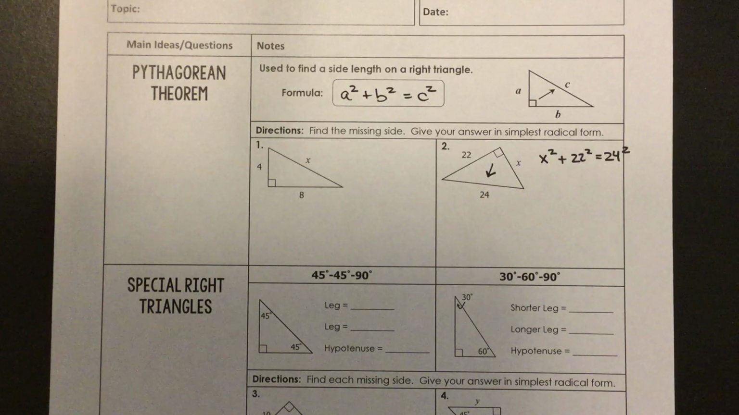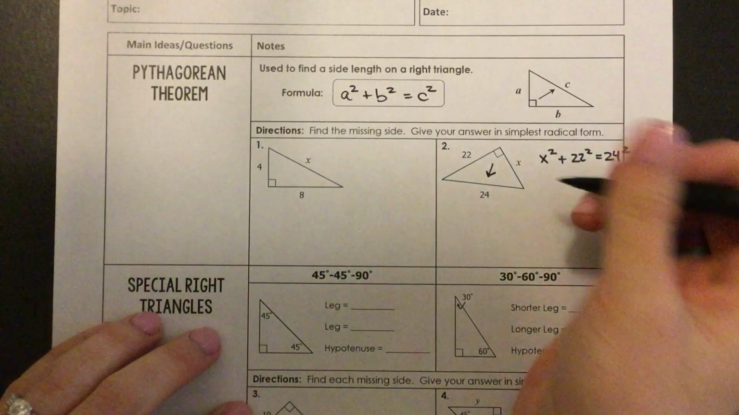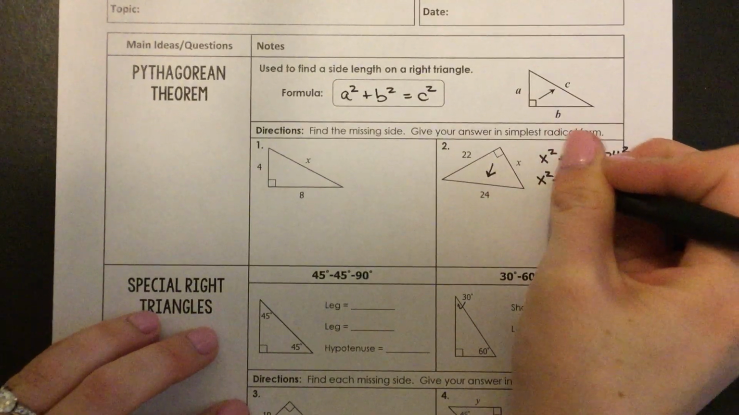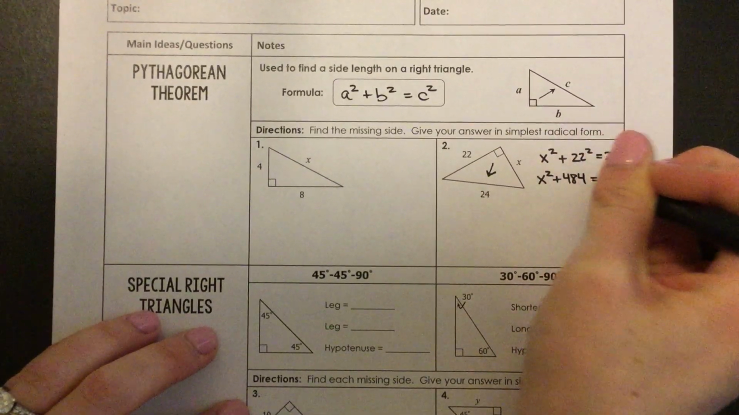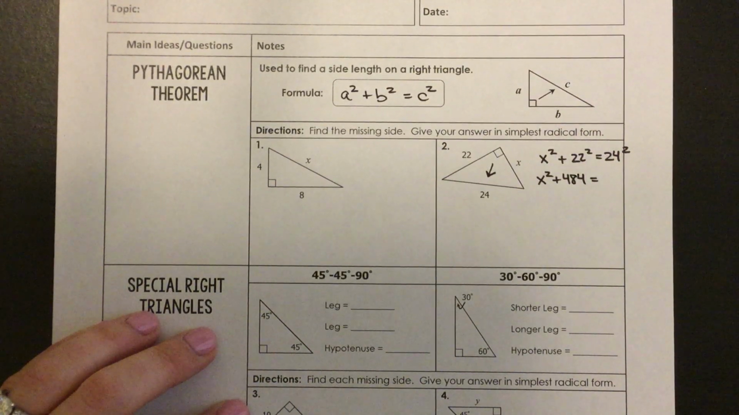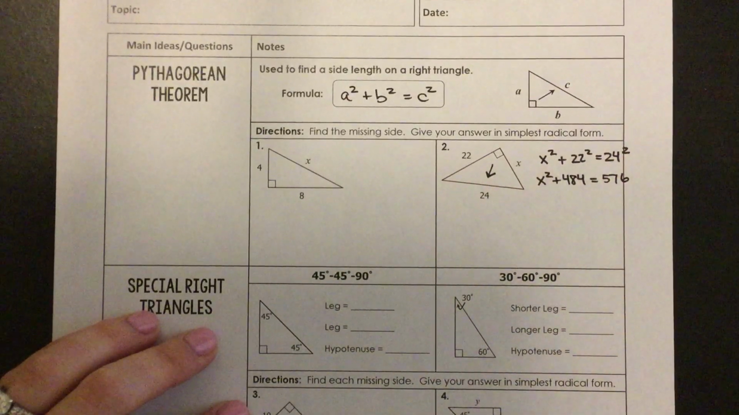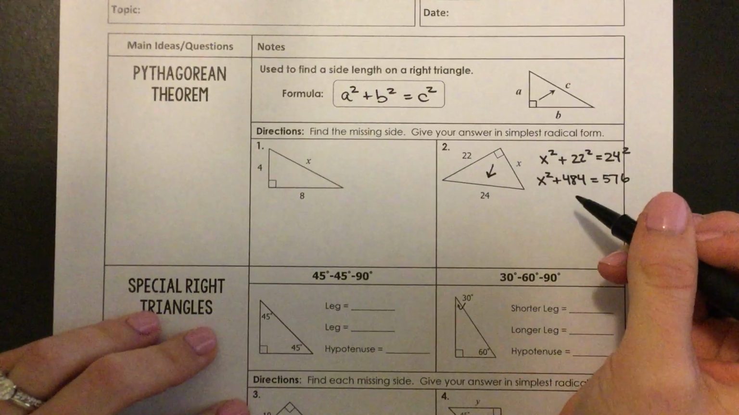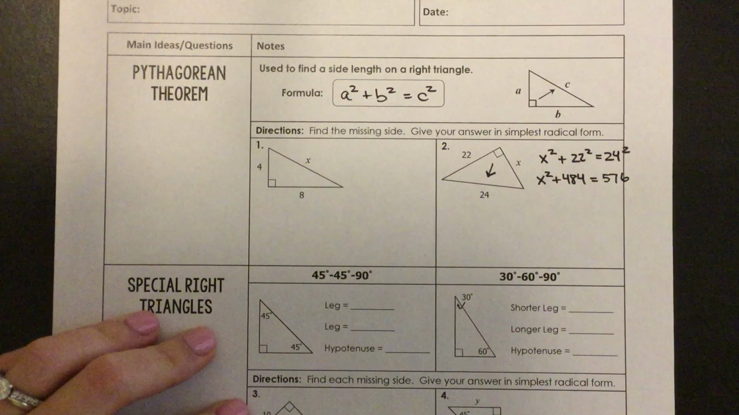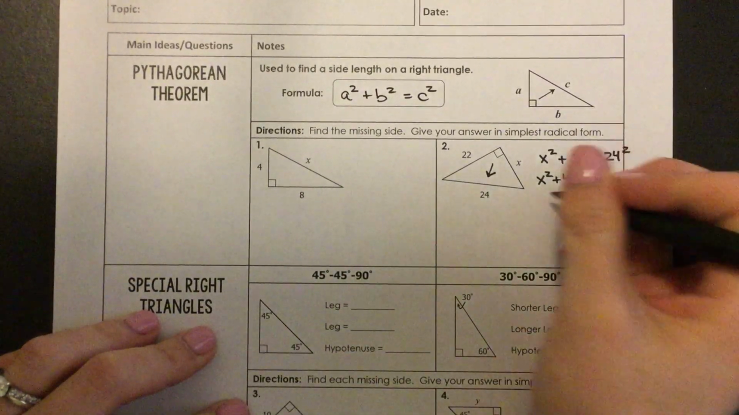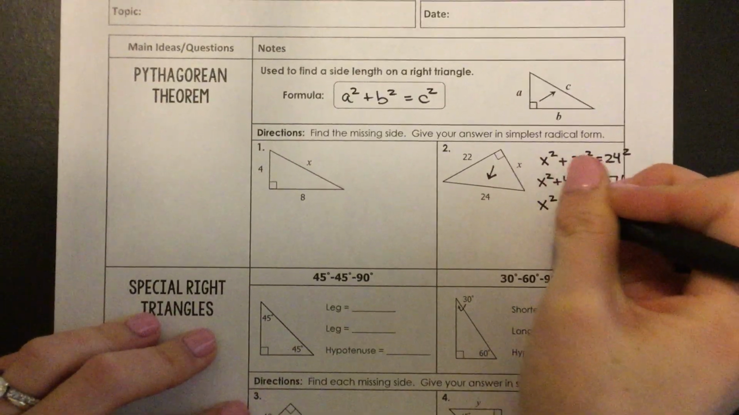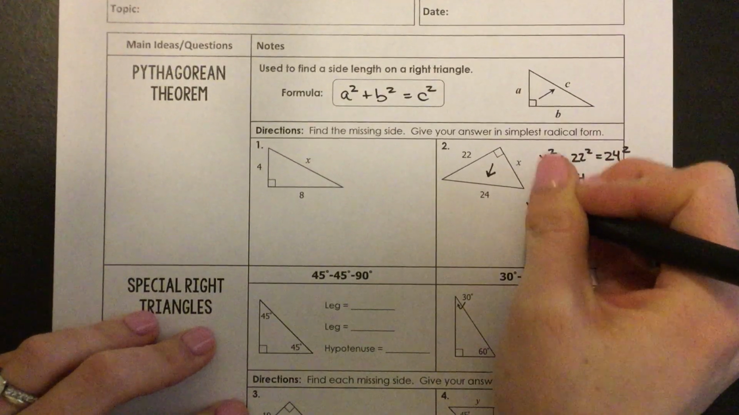We've got some big numbers here, so I'm going to plug these into a calculator. So we have x squared plus 22 squared, so x squared plus 484 equals 24 squared, which is 576. So we can solve for x this way. Solving for x means we subtract the 484 from both sides, and that gives us 92. And then we take the square root of both sides.